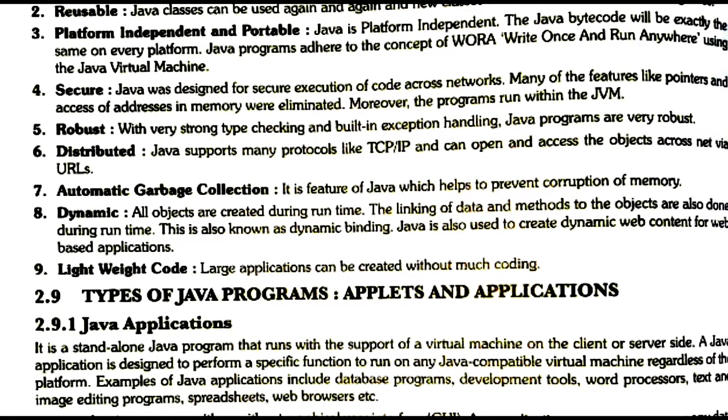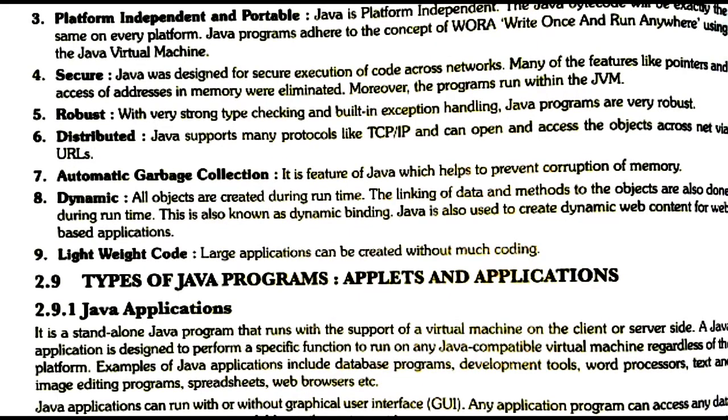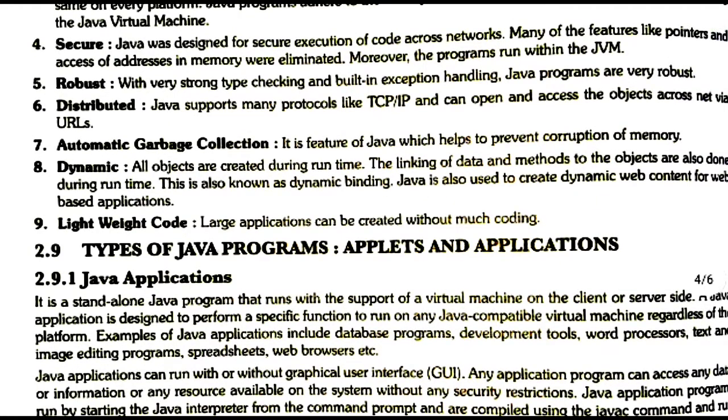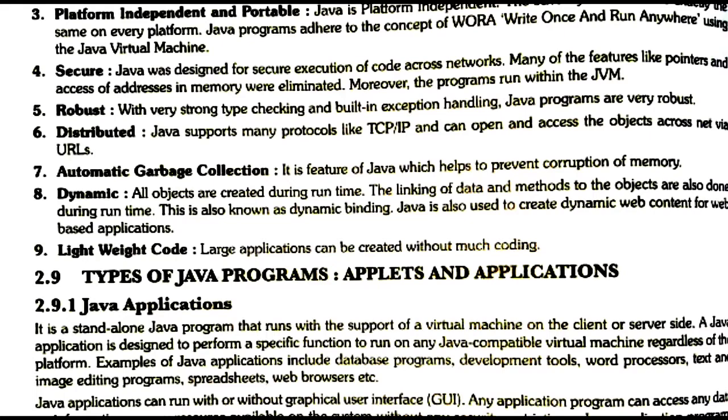Then we have distributed. Yes, we can use Java programs for building applications that use TCP/IP. TCP/IP means Transmission Control Protocol and Internet Protocol. So that's why we can say that Java is a distributed programming language. Then we have automatic garbage collection. It means whenever you close a Java program, whatever memory was used by that program is automatically cleared by Java. It is not kept in memory, so that other processes can use that memory. It is called automatic garbage collection.